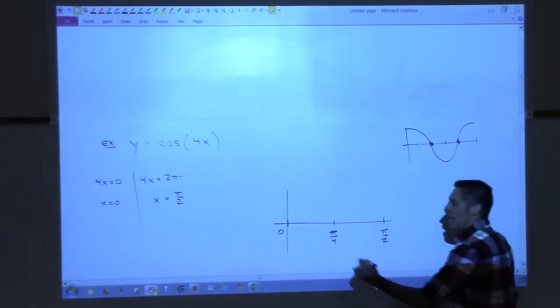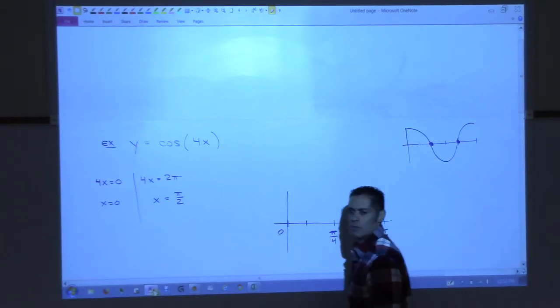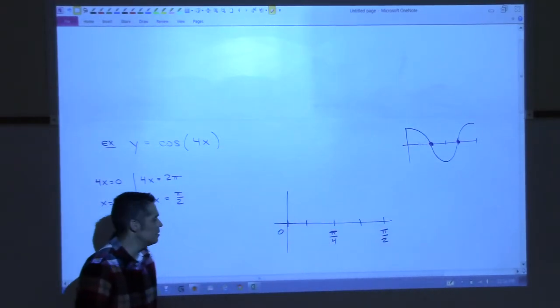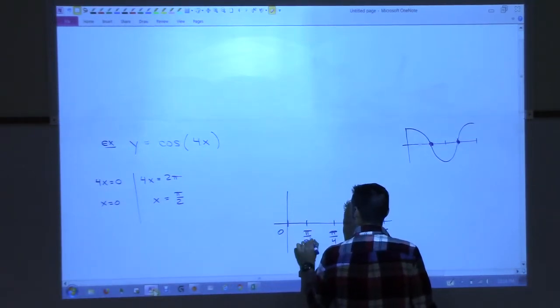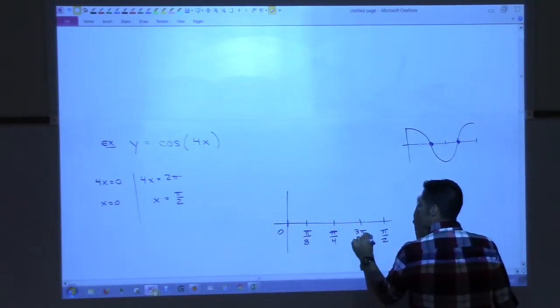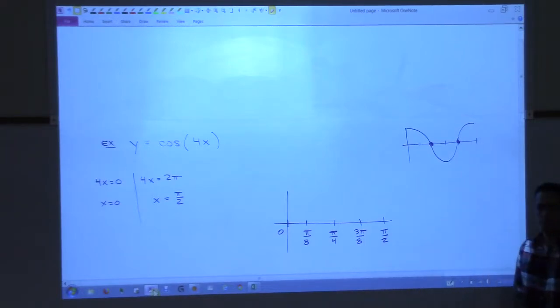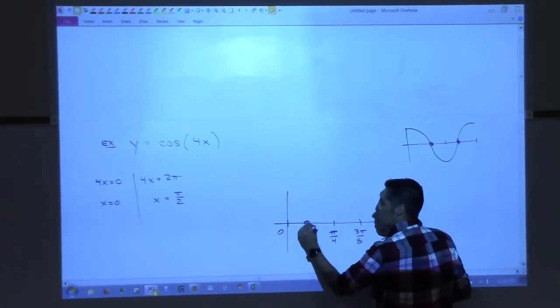And then I need to mark halfway between these two. And so I have to compute those, don't I? This one will be pi over 8. And since we did that earlier, this is 3 pi over 8, right? We got those? What do you think I should do now? Plug in a test? Yeah. Before that, I know my x-intercepts. Where are my x-intercepts at? Pi over 8 and 3 pi over 8.